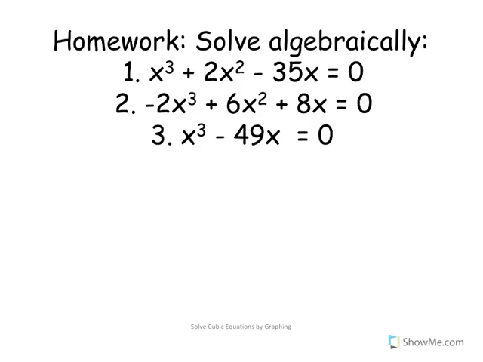For number 1, factor out x and then factor what's left. For number 2, I'd recommend factoring out negative 2x and then factor what's left, or maybe factor the negative out first. Number 3, factor out x, and then you've got a difference of two squares.